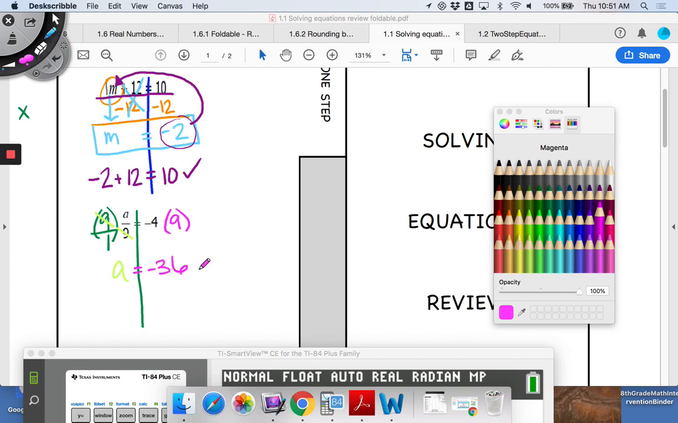Also, random disclaimer, do you see how my A looks really yuck and funky? If that happens to you, just make it a capital A and it won't look so much like a 9. Okay? So yay, we have our answer.